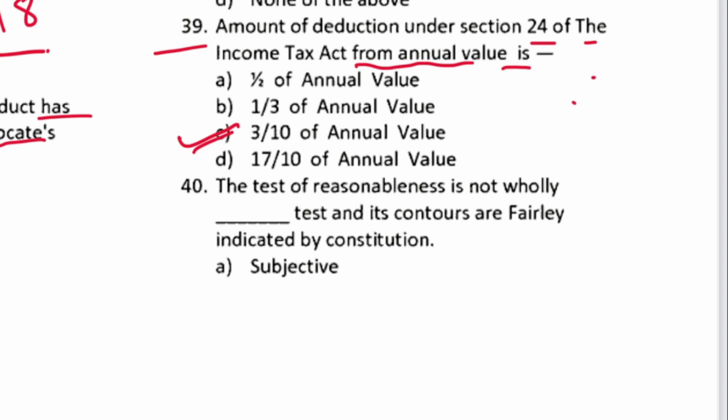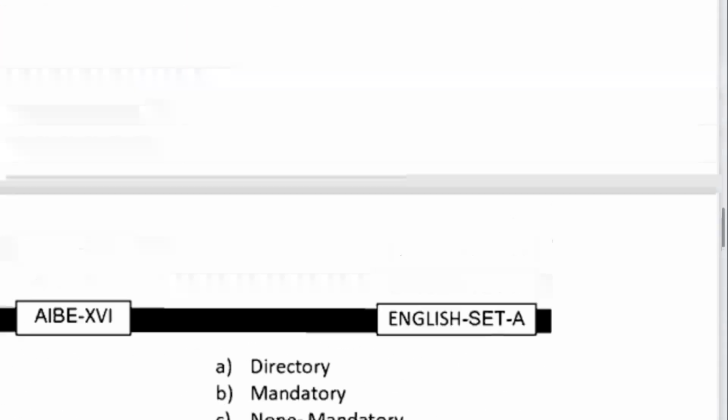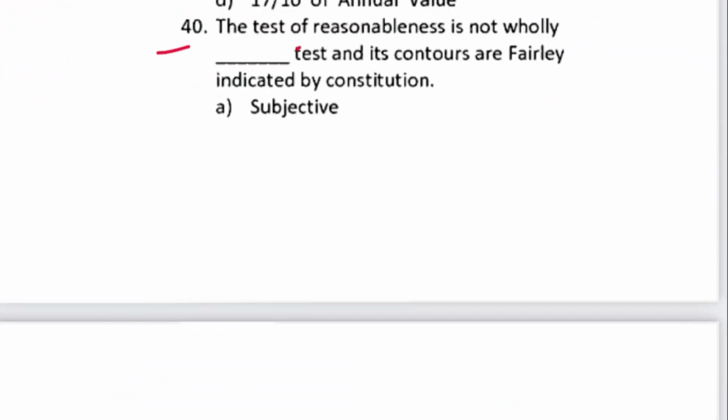These questions are from direct provisions only. Next 40. The test of reasonableness is not a wholly subjective test and its contours are fairly indicated by the Constitution. So dash test. Which test is it? It is subjective test. A is the answer.